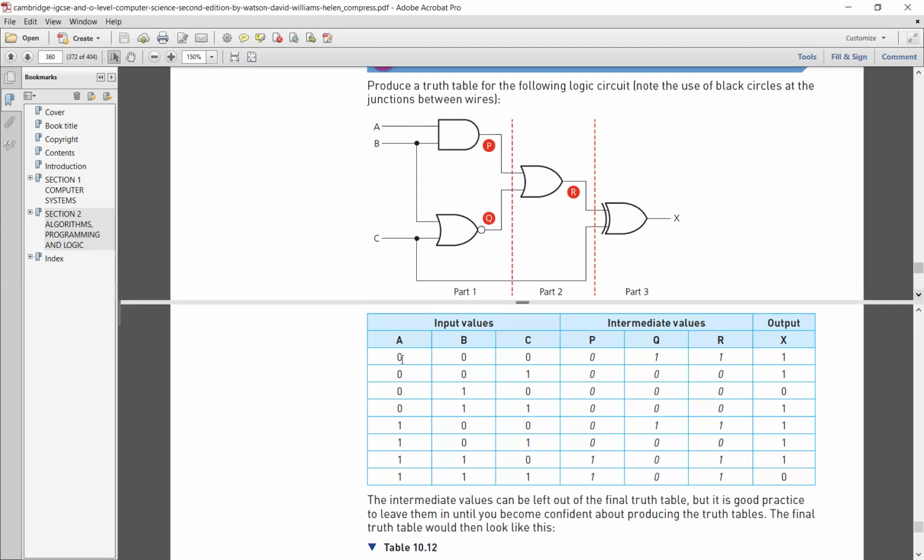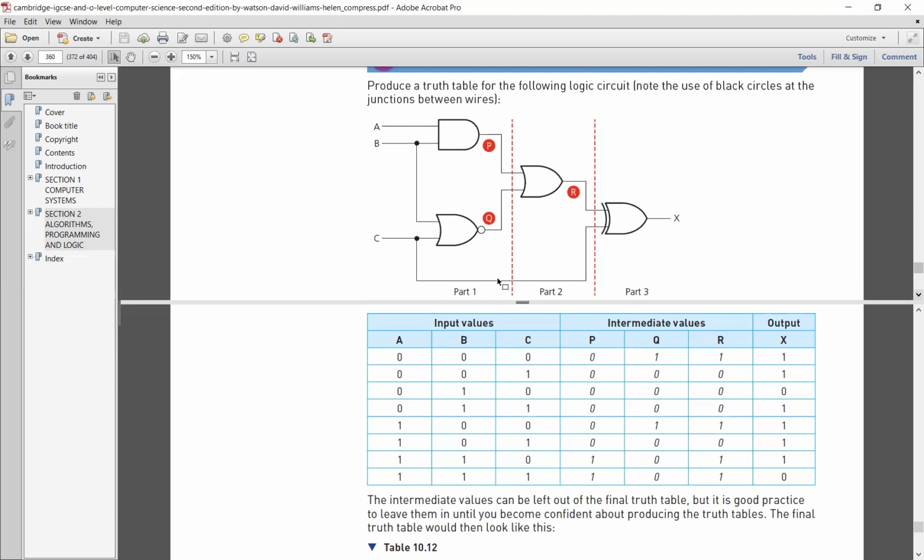And you can see 0 and 0 is a 0. That's why I got a P value as 0. 0 and 0 is a 0. 0 and 1 is a 0. 1 and 0 is a 0. Only the last two are going to give you the value of 1, because 1 and 1 is a 1, and 1 and 1 is a 1. I hope that's very much easy to understand how P is being generated.